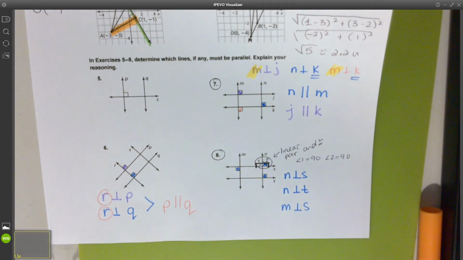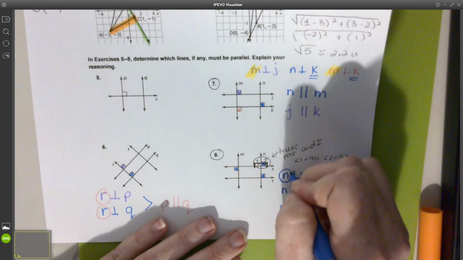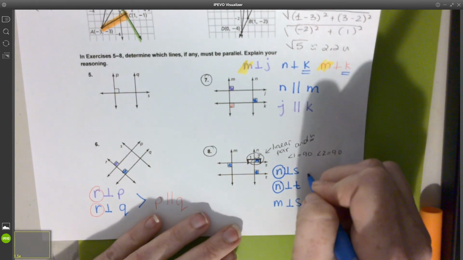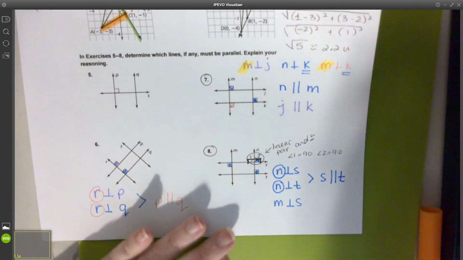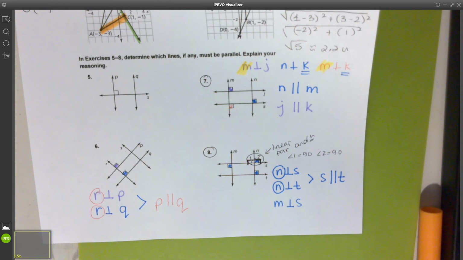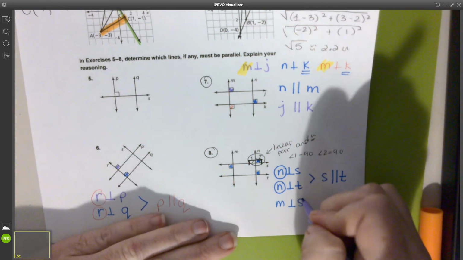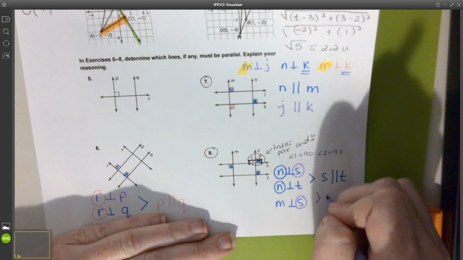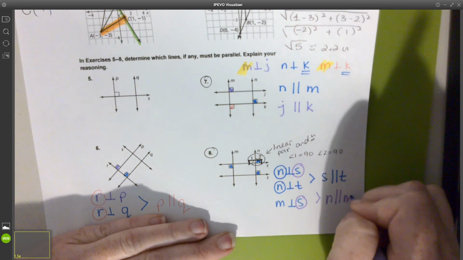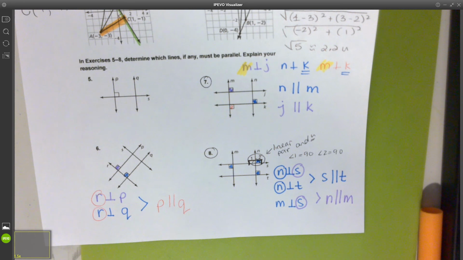So now based on this, what lines are parallel? I see that I have two N's, so that would create S is parallel to T. I could also see that I have a duplication of S and S, which means N is parallel to M. And that's all I have in that example.